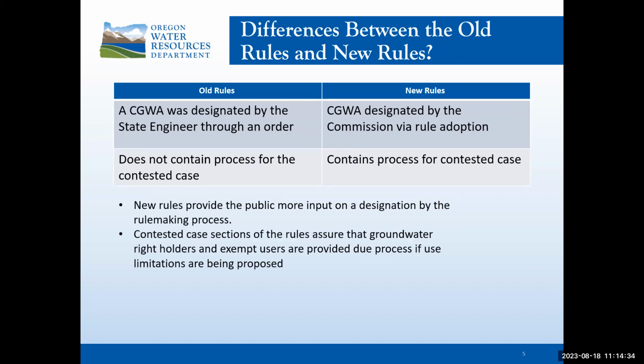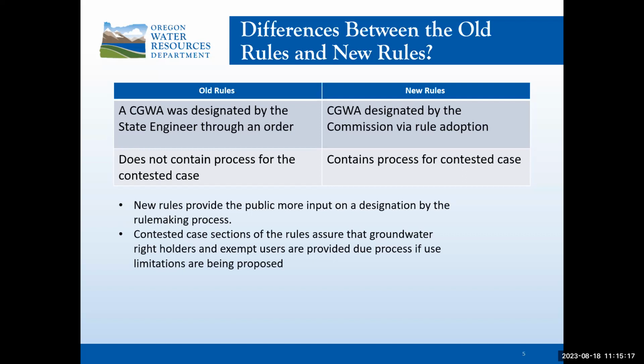So there were some key differences between the old rules and the new rules, and the statutes changed back in 1991, and those changes were pretty substantial. So in the old rules, the critical groundwater area was designated by the state engineer through an order. And it did not contain a process for a contested case hearing. So in the previous rules, the department and the state engineer could simply designate a portion of the state as a critical groundwater area. In the new rules, which comply with the new statutes, the critical groundwater area has to be designated by the commission via rule adoption.